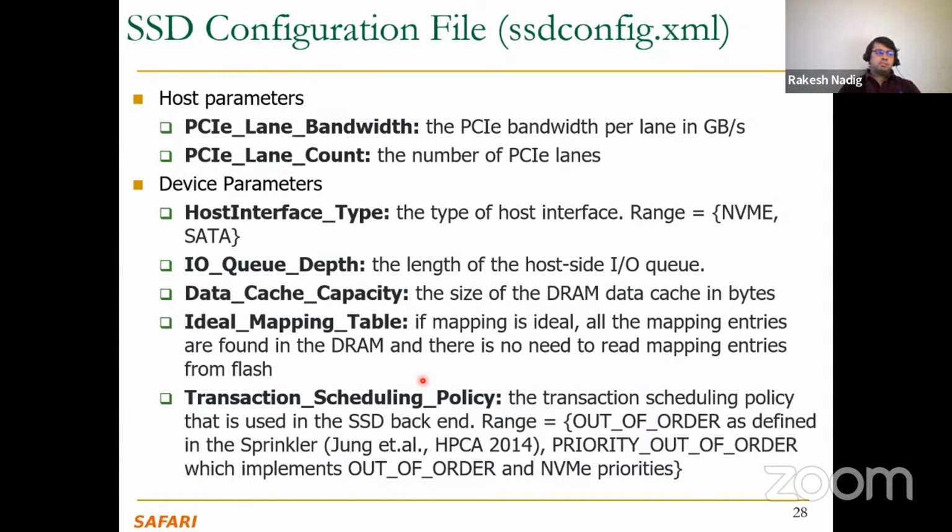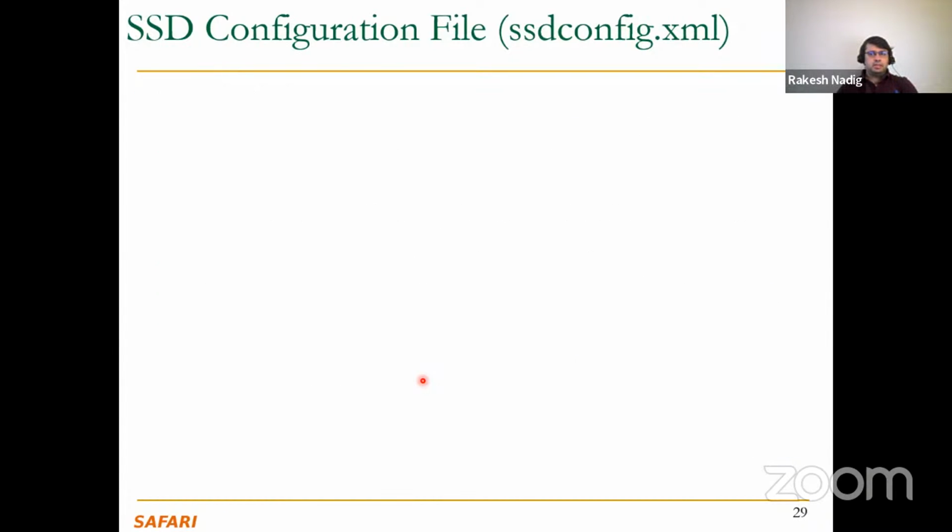And there are multiple policies that are already supported out of the box in the simulator. One is called the out of order, which is based on a prior work. And then we have the priority out of order transaction scheduling policy, which implements the out of order policy with NVMe priorities. As I said, NVMe has 4 priorities for different queues: urgent, high, medium, and low. So these are some of the components of the device.